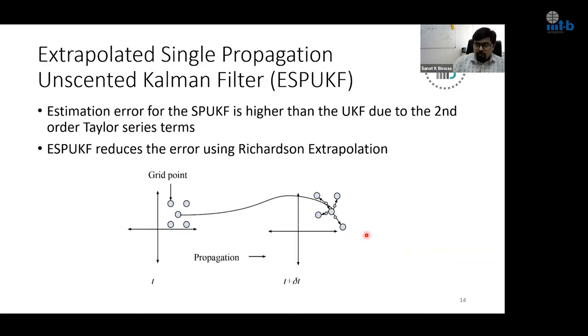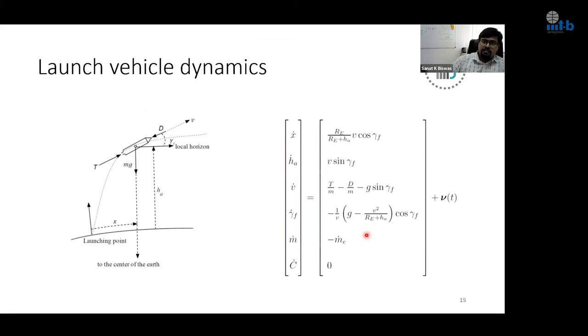So now we'll implement this unscented Kalman filter, extended Kalman filter, and these new unscented Kalman filters in various estimation problems, tracking problems or navigation problems. So first is launch vehicle navigation or launch vehicle tracking. So there, this is the state, the dynamics of the launch vehicle, right?